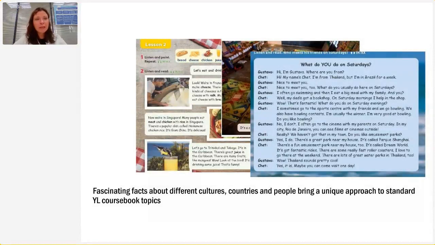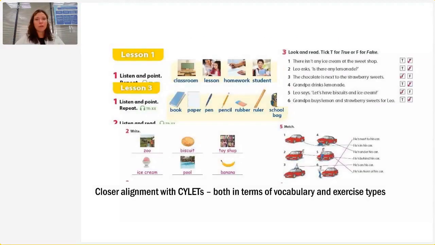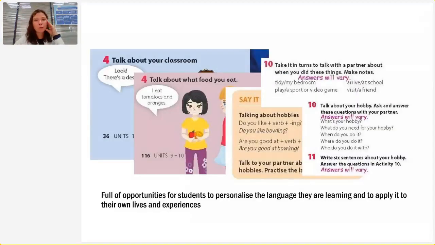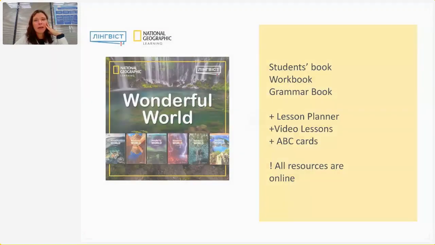There is a lot of interesting information in Wonderful World, so you will understand why our world is wonderful. The tasks are clear. You have a vocabulary presentation. After that, you have tasks that practice that vocabulary. You have a text. The text includes the vocabulary and grammar of the lesson. So you always have this model in front of you. A lot of personalization tasks.